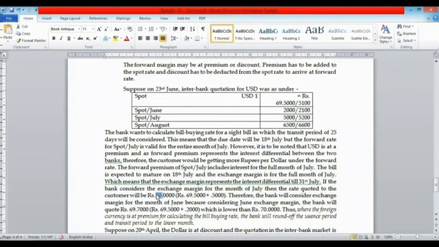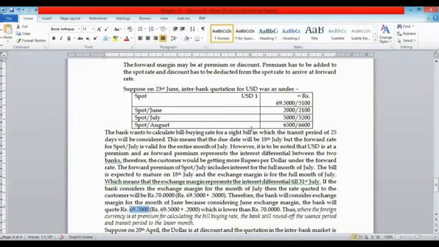But 18 July is the due date, and the rate the bank is taking is as of 31st July. So what will the bank do? The bank has to follow the rule: buy low, sell high. If the bank takes the rate of June, then the rate will be 69.7, which is less than 70. That means the bank will go for the lower rate, buy low, sell high.